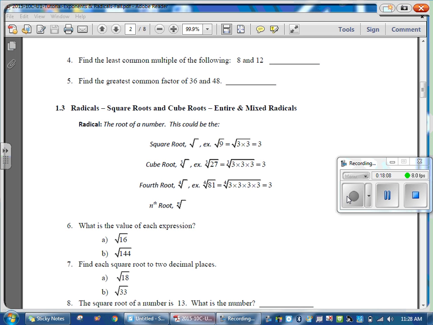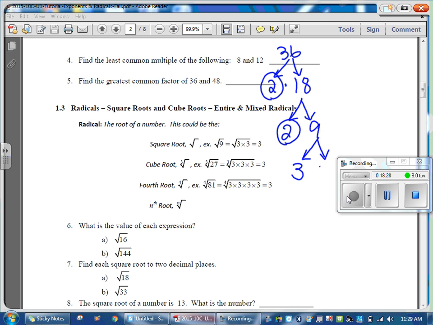So 36, again, we start dividing by 2 because it's an even number. 2 times 18, circle the prime number. 18 divides by 2, 2 times 9, circle your prime number. 9 divides by 3 evenly. They're both prime numbers. So 36 becomes 2 times 2 times 3 times 3.